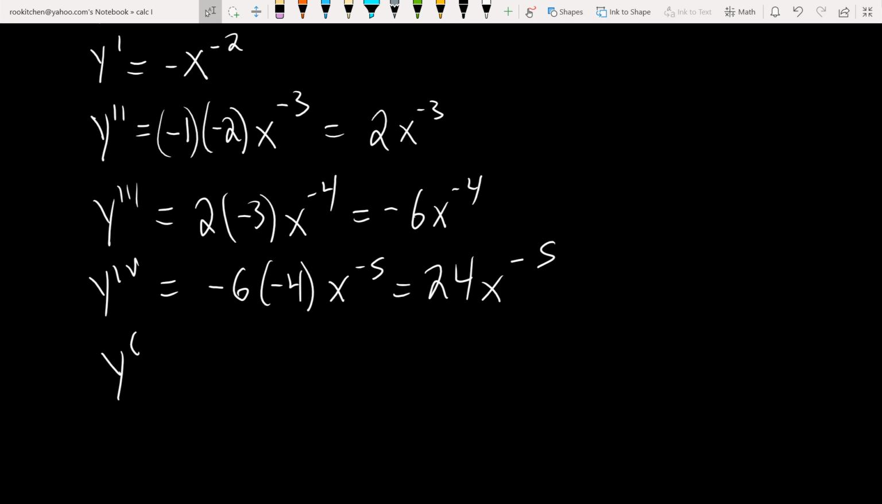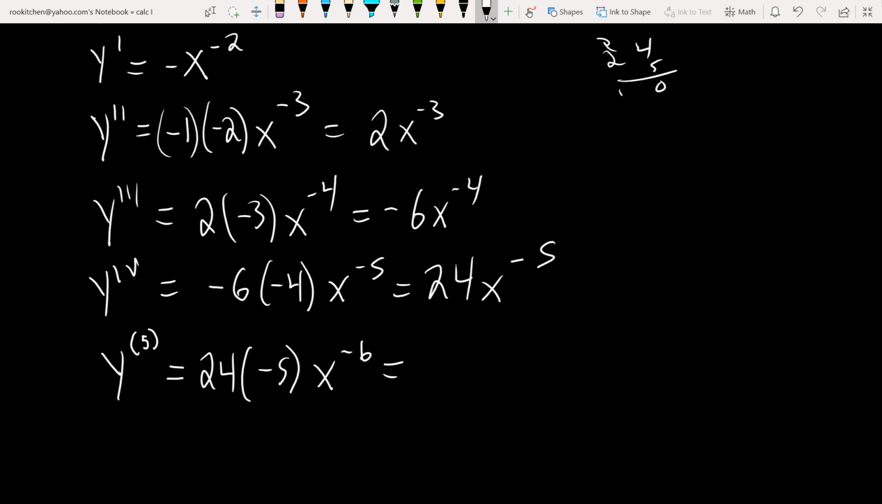You could also write parentheses with the number of the derivative in the exponent. So the next derivative would be the fifth derivative. I have 24 times negative 5 times x to the negative 6, which is whatever that is, 120 maybe. 4 times 5, 20, yeah, 120. So negative 120 x to the negative 6. And so on and so forth.